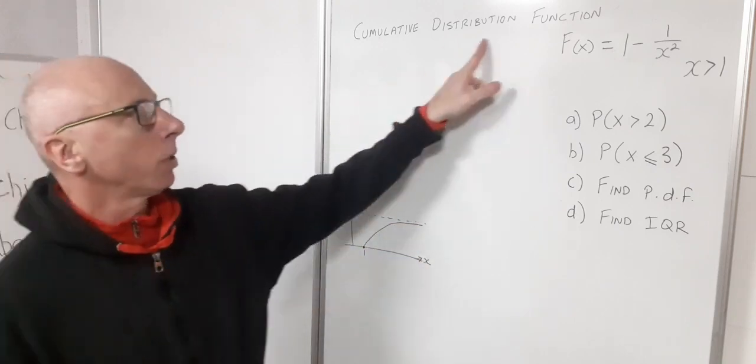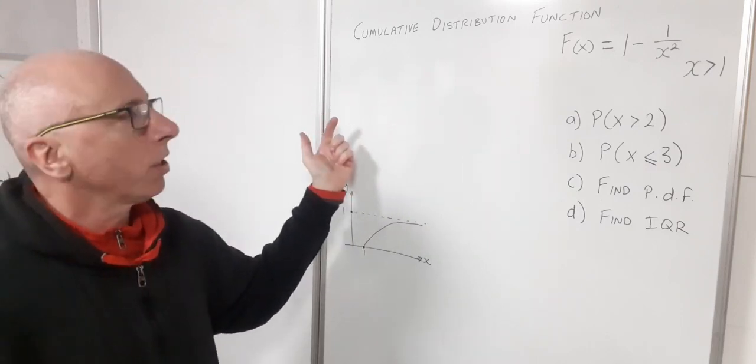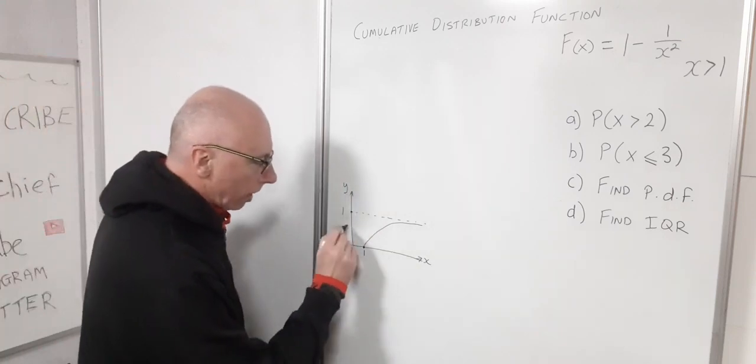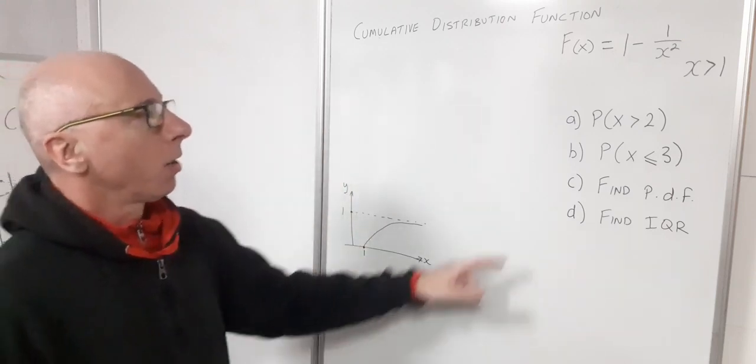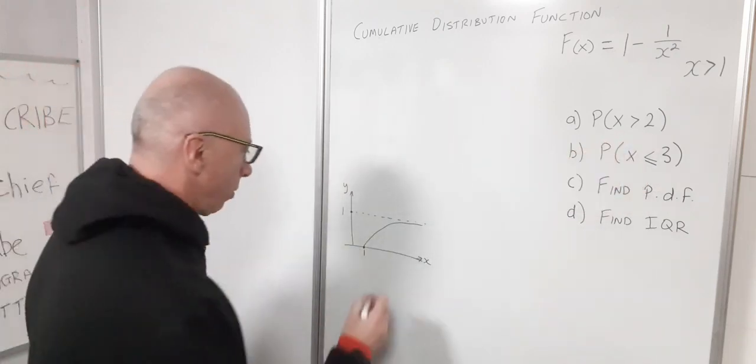Now, the cumulative distribution function, as it's the total of all the probabilities, is always going to be monotonically increasing. So it will never be going downwards. It can go along in a straight line, but will never go downwards. Okay, so probability x is greater than 2. So let's have a look at that on the graph.